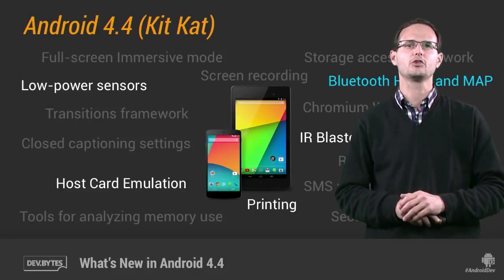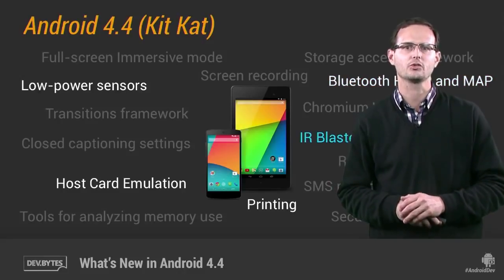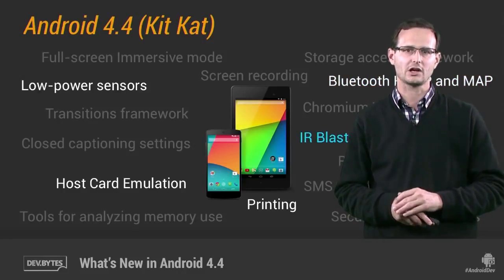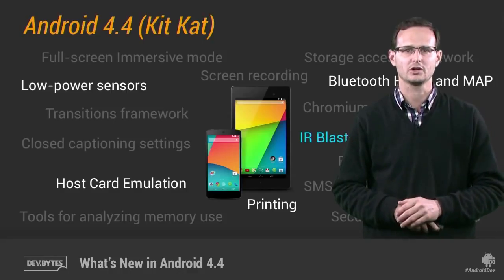There's also new platform support for built-in IR blasters with a new API that lets you check whether the device has an infrared emitter, query its carrier frequencies, and then send infrared signals.